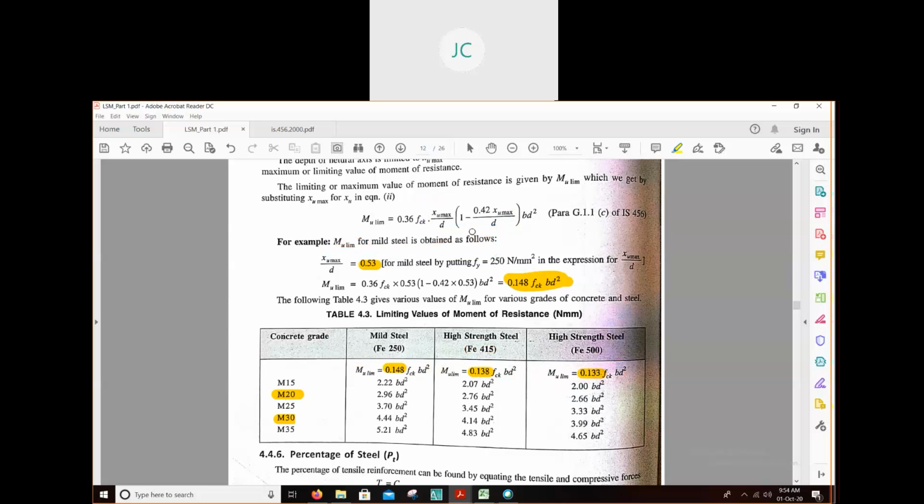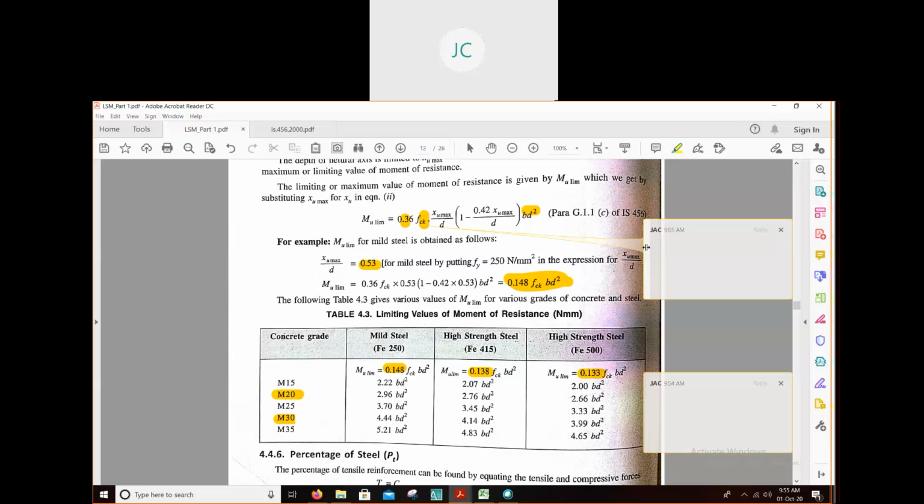Because the remaining portion is given in this equation, and at every point of time you will have IS456 with you, so this fck bd square will be there with you. But what is the value of this other portion? For mild steel it is 0.148. For Fe415 it is 0.138. And for Fe500 this value is 0.133. And the remaining portion is given; fck bd square will be there.